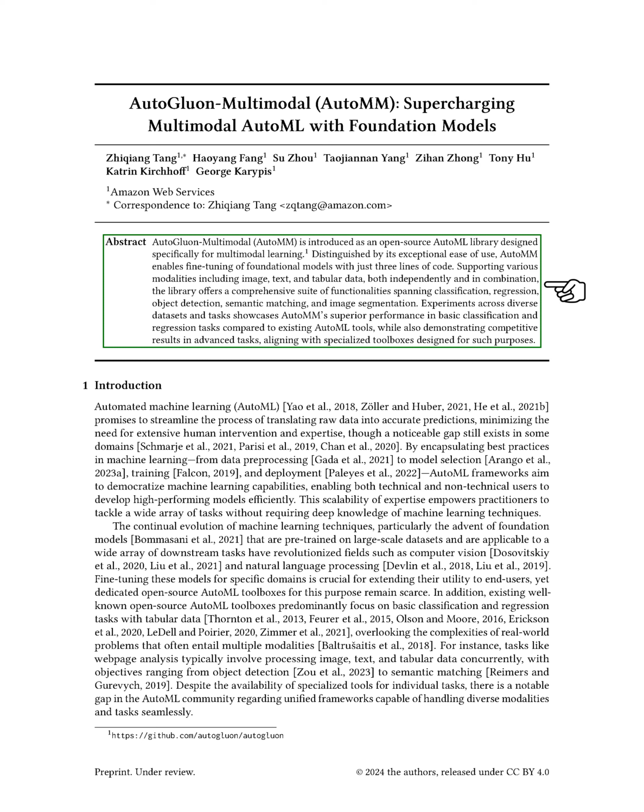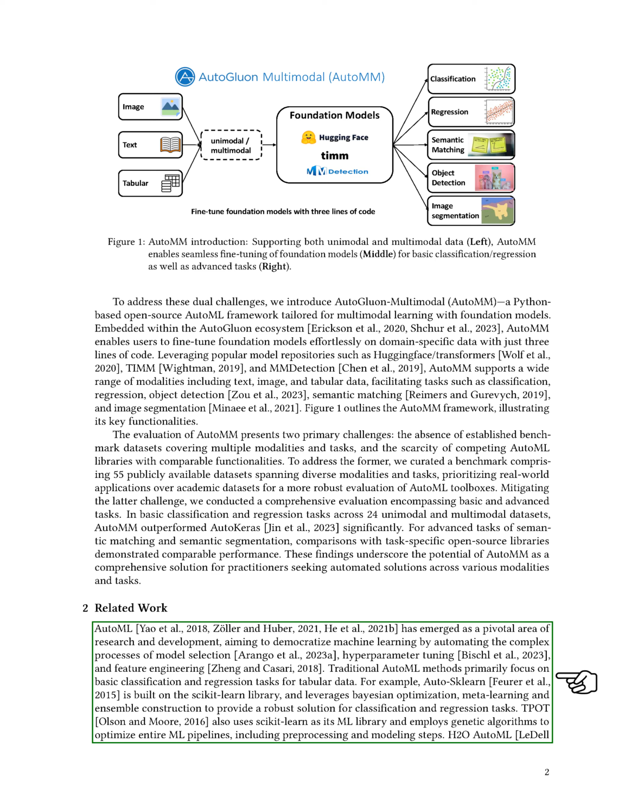AutoML has become a crucial area of research aiming to automate complex machine learning processes. Traditional AutoML methods focus on basic tasks like classification and regression, primarily for tabular data. While some frameworks can handle multimodal data, they often rely on traditional machine learning algorithms. AutoMM, on the other hand, is specifically designed to manage multimodal inputs efficiently, including image, text, and tabular data, in a unified framework with minimal coding requirements.